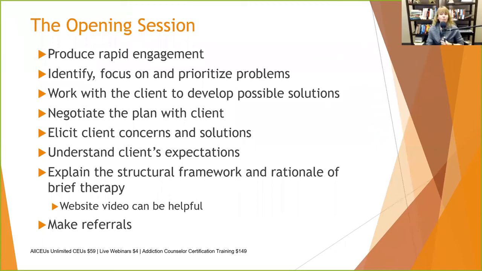Understand the client's expectations. What do they want to have happen? Because what they want to have happen is what needs to happen. It doesn't matter what I want. Explain the structural framework and rationale of brief therapy.